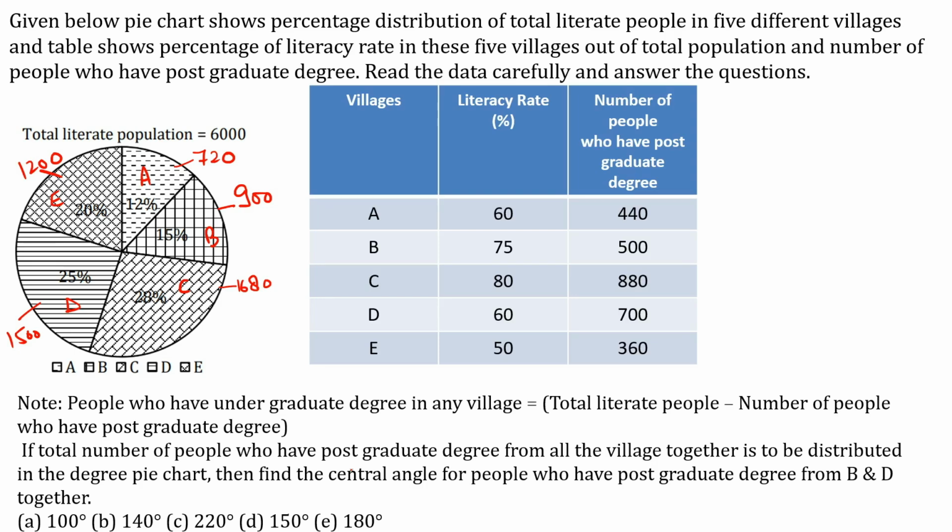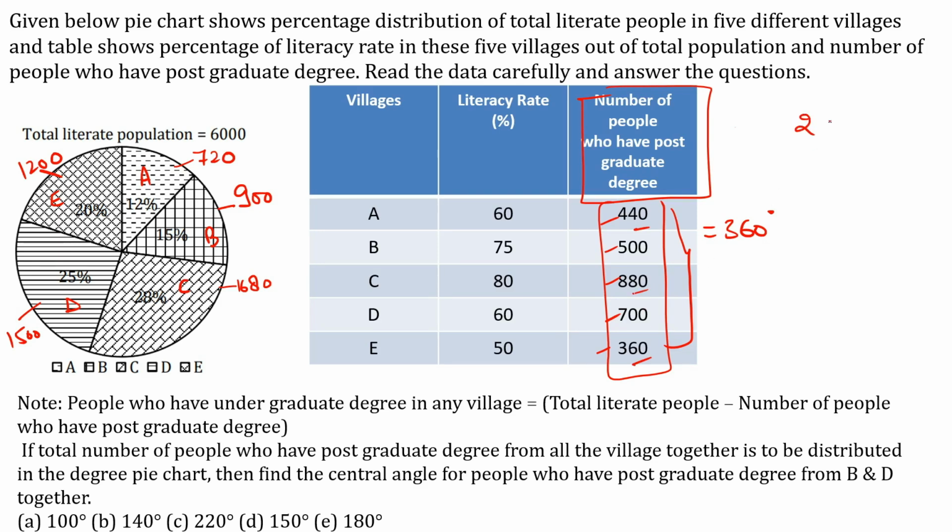So this is the next question. The total number of people who have a postgraduate degree, that means these number of people we are talking about for all the villages together, is distributed in the pie chart. Obviously if all these people are distributed in the pie chart, the sum of these people will be equal to 360 degrees. So let us do the sum.